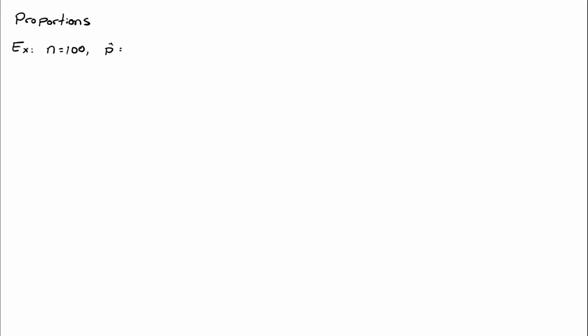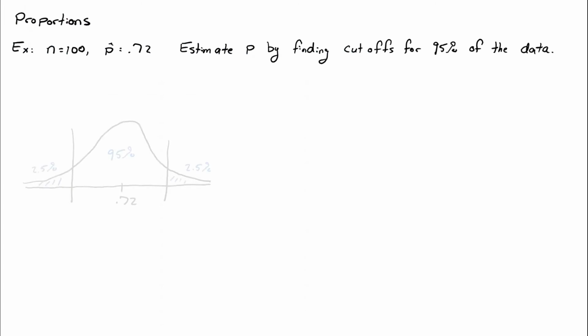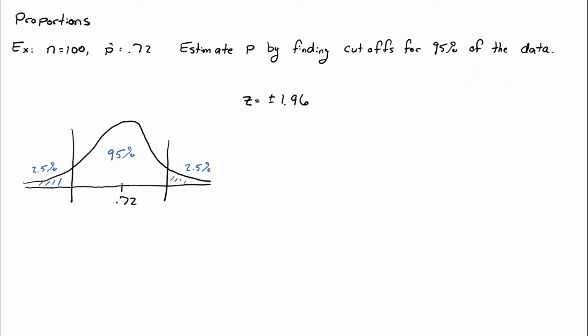Finally, given n equals 100 and p hat is 0.72, estimate p by finding cutoffs for 95% of the data. Here's a picture of what I want to find. We'll be working in reverse. The z-score for an area of 2.5% is 1.96. We have plus or minus because we're on both sides of the mean. Set up the z-score formula and solve for p.